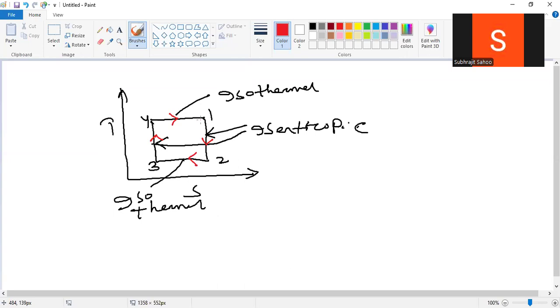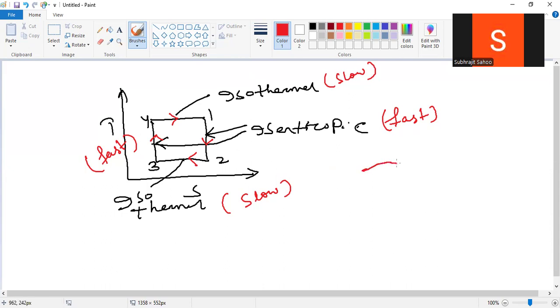If you observe the total cycle carefully, the isentropic process, as I told you, is a very fast process, and the isothermal process should be very slow. Again from 3 to 4 isentropic is very fast, and again isothermal is very slow. In this cycle, one process is very fast, suddenly another is very slow, then very fast again, then slow. This kind of cycle is practically not possible and should not exist.